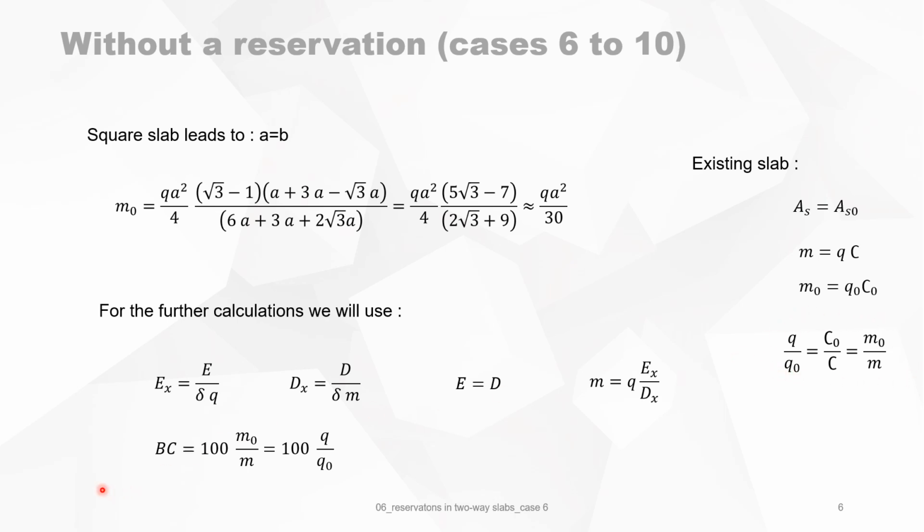This means also that we will define bearing capacity as 100 times the uniform distributed load of a slab with a reservation divided by the original capacity of the slab. But instead of using Q and Q0, we will use M0 and M. So we will use in the slides BC, which is the bearing capacity.